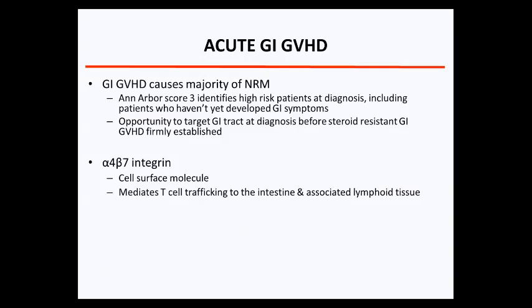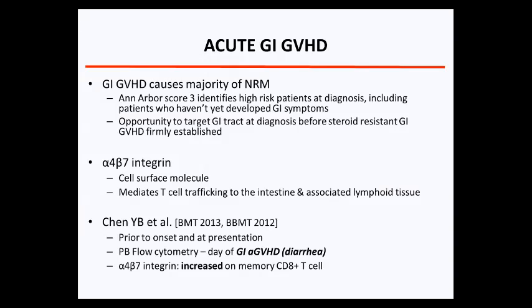So alpha-4 beta-7. Alpha-4 is an integrin, a glycoprotein that is expressed by most of the leukocytes and mediates the interaction between the lymphocyte and the endothelium, and is responsible for cell trafficking, how the leukocyte goes to the surrounding tissue. Alpha-4 beta-7 is a cell surface molecule that mediates T cell trafficking to the intestine and its associated lymphoid tissue.